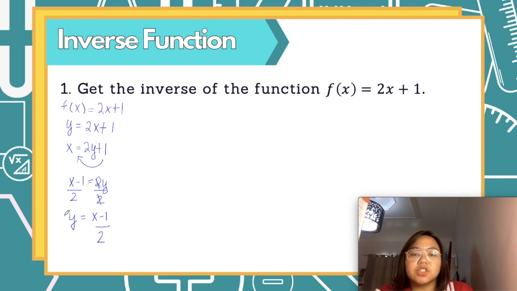Okay? And then just change the symbol. Change y to the symbol of inverse function, which is the inverse of f of x. Okay? The inverse of f of x is equal to x minus 1 over 2. And this is the inverse function. This is the inverse of the function f of x is equal to 2x plus 1.